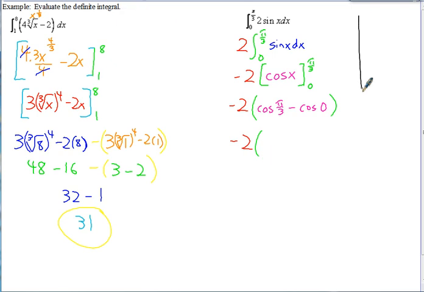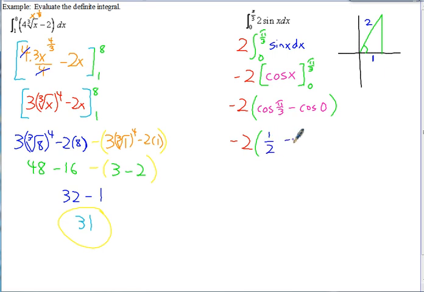Draw that real quick over here. Pi over 3 is in the first quadrant. Looks roughly like that. Same as 60 degrees. Cosine is the adjacent over the hypotenuse. So the adjacent here is 1, hypotenuse is 2, so that's 1/2.